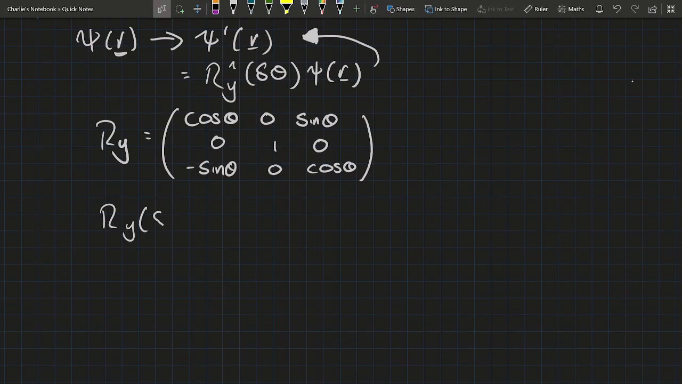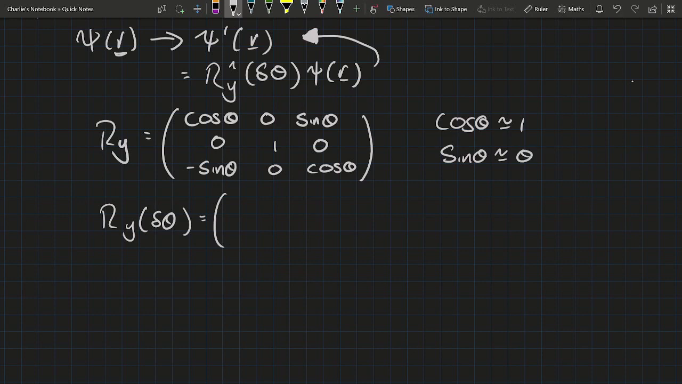For a small rotation by delta theta, we can use the small angle formulae. Cos theta is approximately equal to 1, and sine theta is approximately equal to theta, which gives us 1, 0, delta theta, 0, 1, 0, minus delta theta, 0, 1.